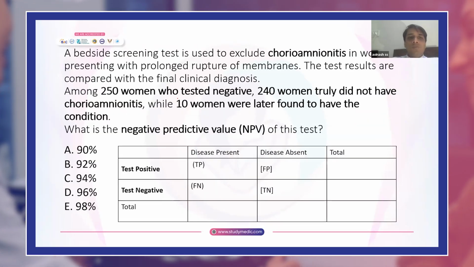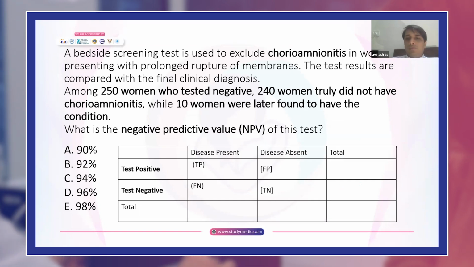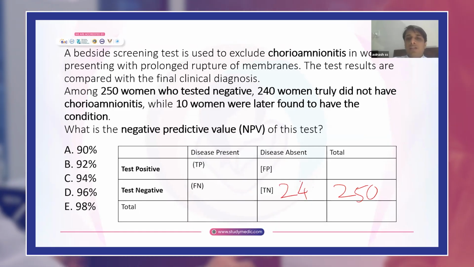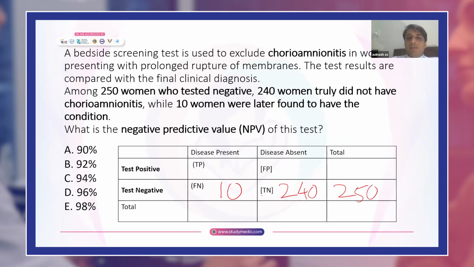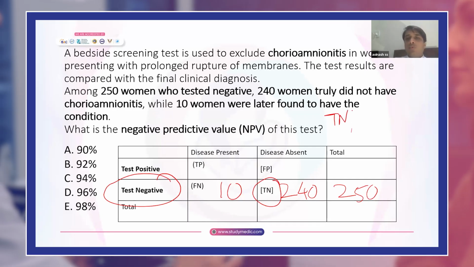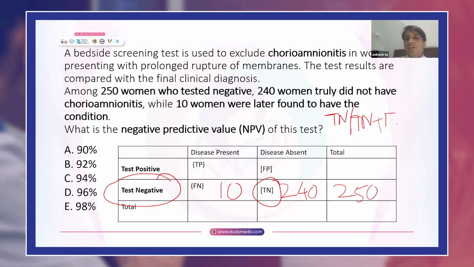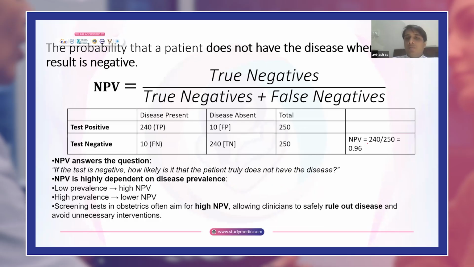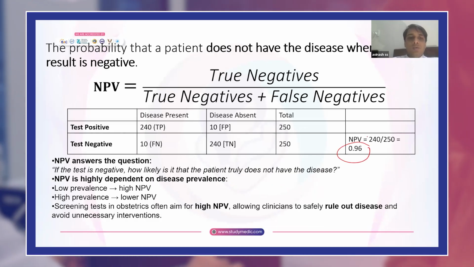Now another data set: 250 women tested negative. 240 women truly did not have chorioamnionitis. 240 is true negative, 10 are false negative. What is the negative predictive value? Negative predictive value is, amongst those who tested negative, how many do not have the condition. That is true negative by true negative plus false negative. That is 240 by 250, and that comes to around 0.96, the negative predictive value.